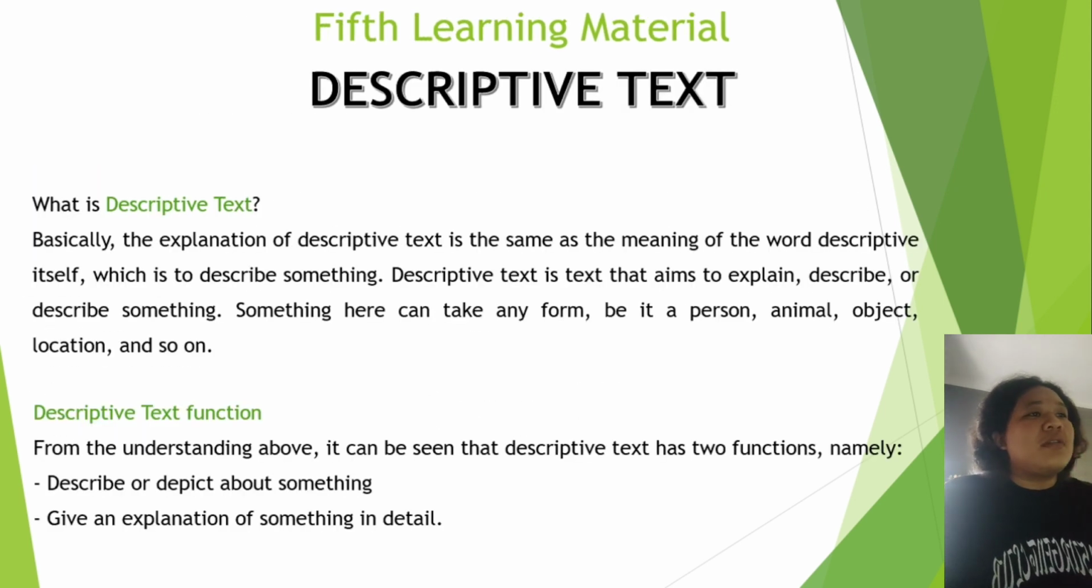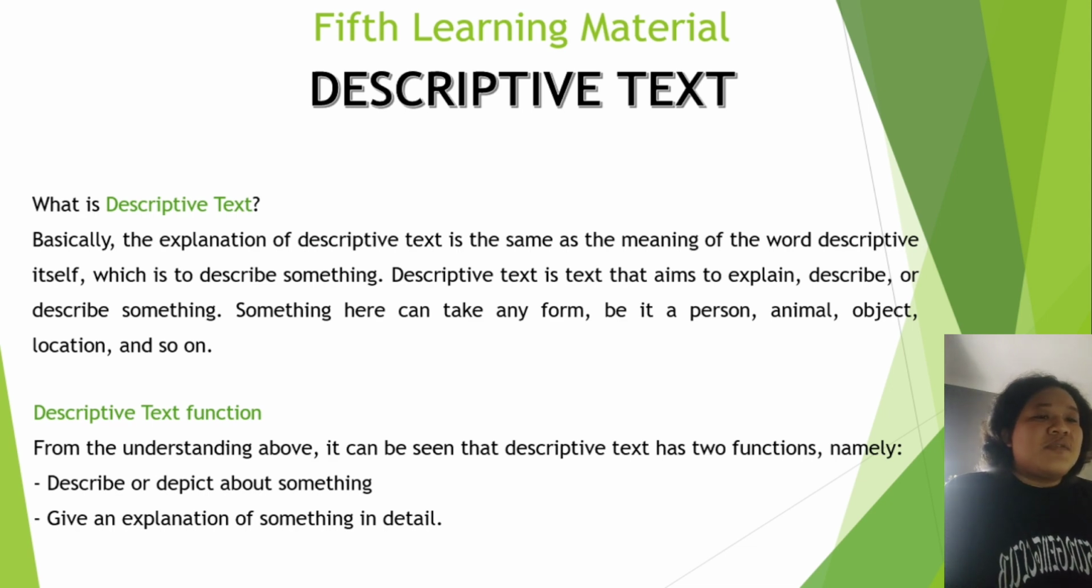Next, fifth learning material about descriptive text. What is descriptive text? Basically, the explanation of descriptive text is the same as the meaning of the word descriptive itself, which is to describe something. Descriptive text is text that aims to explain, describe, or depict something. Something here can take any form, be it a person, animal, object, location, and so on.